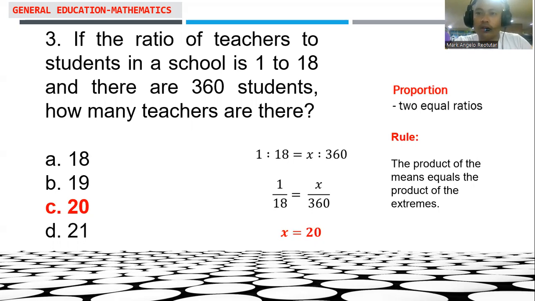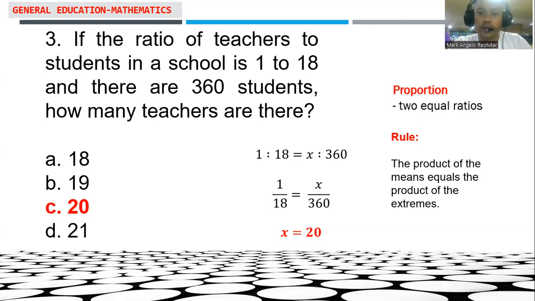Because in a ratio, we can denote it as 1 is to 18, that is equal to x is to 360. How did we come up with this given proportion? If you consider the given item, the ratio of teachers to students in school is 1 to 18. So we can derive a ratio here, and that is 1 is to 18.